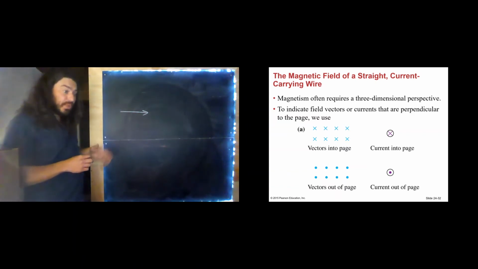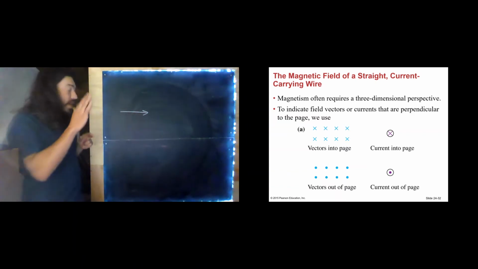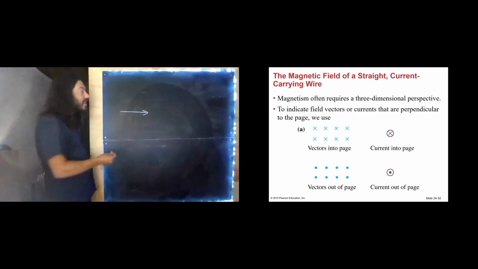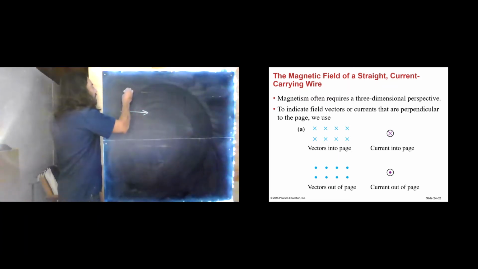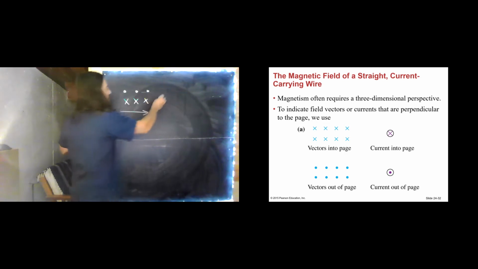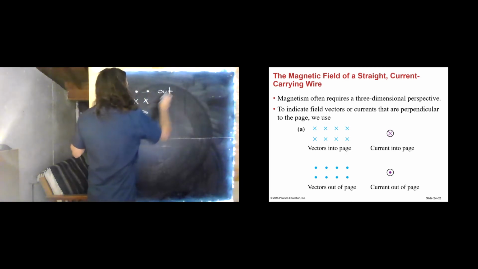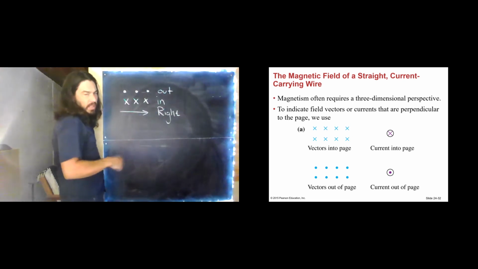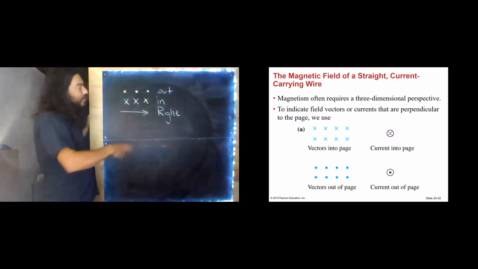So instead of trying to draw some perspective view, it's always just flat on, and if something's coming out of the board, we use dots. A vector out of the board looks like this. And a vector into the board looks like this. So this would be out. This is in. That is to the right. You probably didn't need physics class to know that.